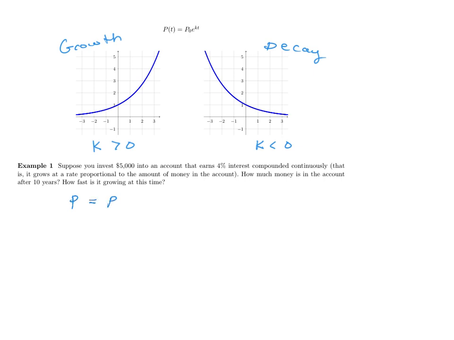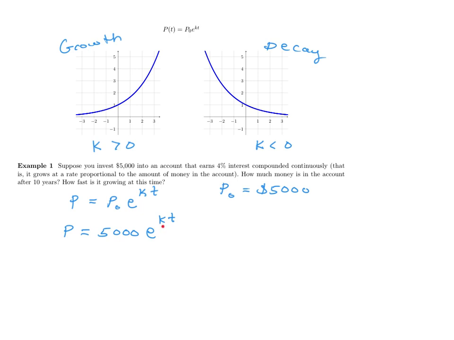I want to use this equation to model this growth, and I can do that because we're told it grows proportional to its size. What's my initial amount? Well, that's going to be $5,000. That's our starting point, $5,000. So I'll plug that into the equation. That's 5,000 times e to the kt.